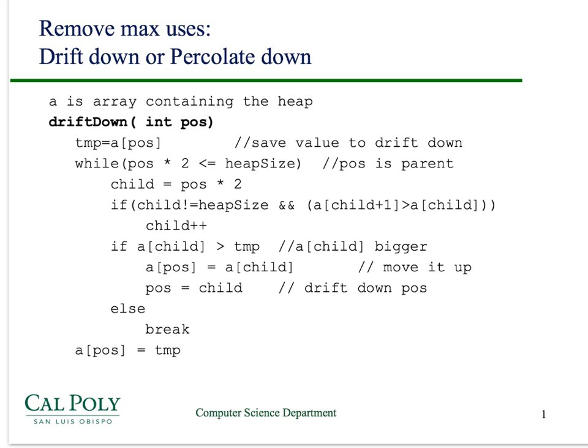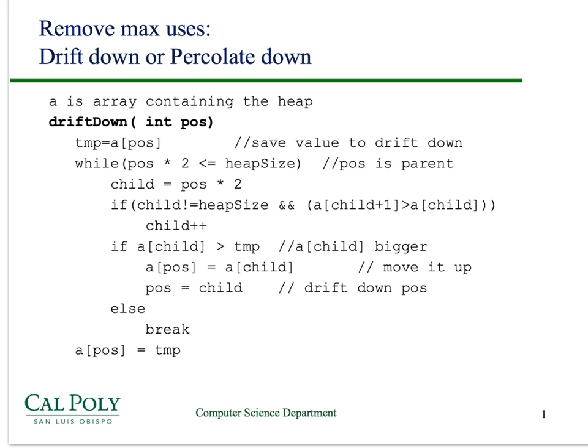So what do we do? We save the value that's in that position in the heap, and we check to see if it has children, if it's a parent. And we do that where its left child is going to be the one with the smallest index, and that's just going to be 2 times the position of the parent. And we'll see if that's less than or equal to heap size.